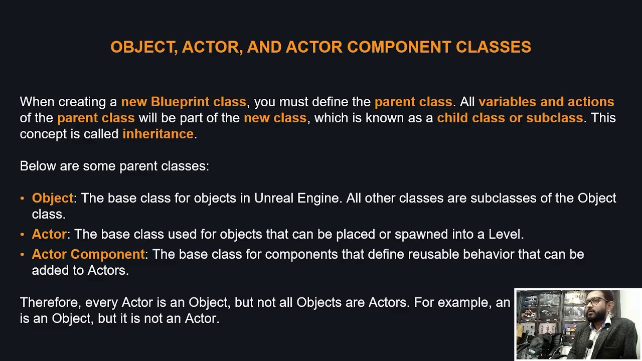The object class. The object class is always the main class. It is the base class for objects in Unreal Engine, and all the classes are subclasses of the object class. Actor is the base class used for objects that can be placed or spawned into a level. Basically, the functions will be applied to an actor. Actor will perform inside of the level.